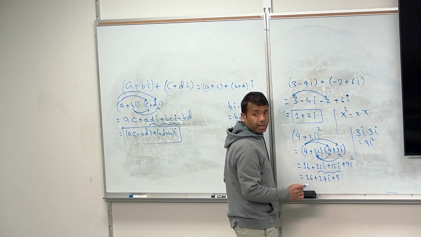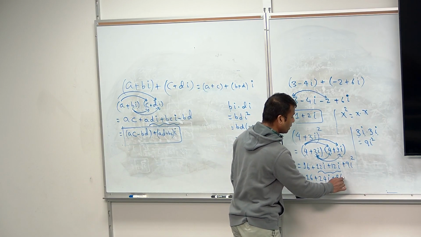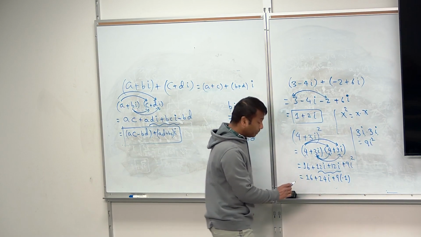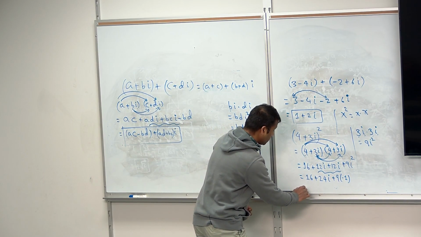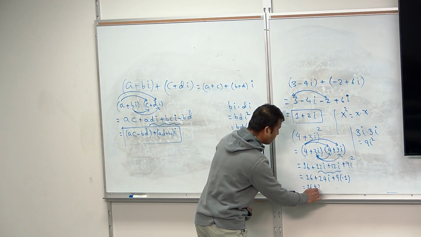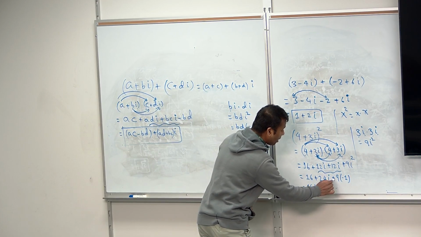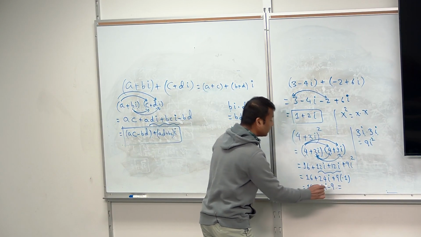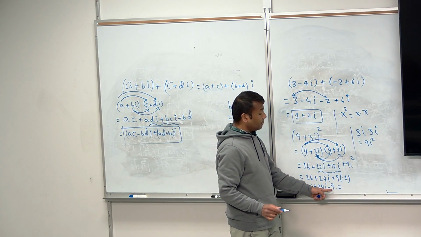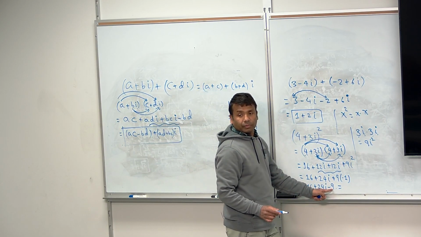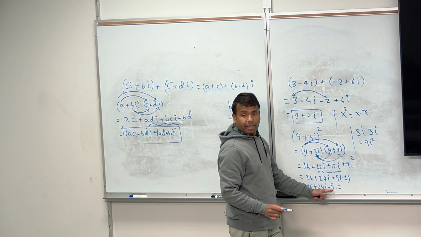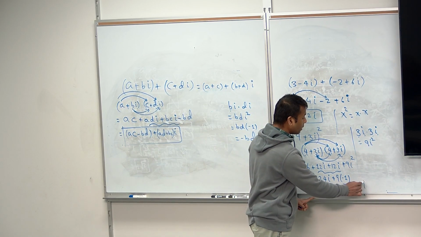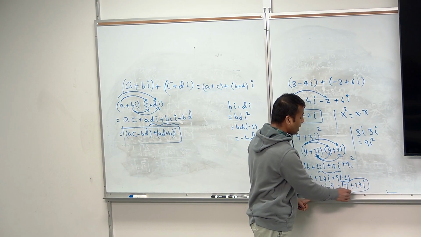What is the value of i square? -1. So now, right? So this is 16 plus 24i, and positive 9 times -1 is -9. Does that make sense, guys? Hey, what is 16 minus 9? 7 plus 24i. So this is the final answer.